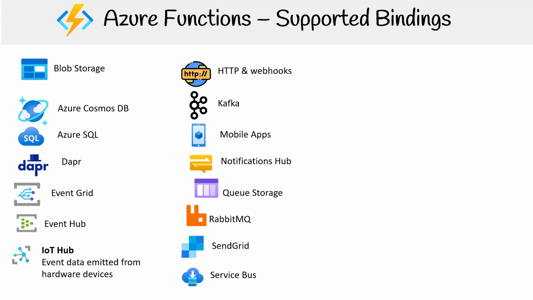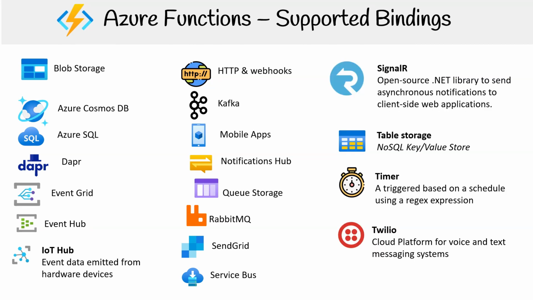SendGrid optimizes email delivery. SignalR, an open-source .NET library, provides asynchronous notifications to web apps. Table Storage is a NoSQL key-value store. Timer triggers are based on schedule CRON expressions, and Twilio offers a cloud platform for voice and text messaging systems.